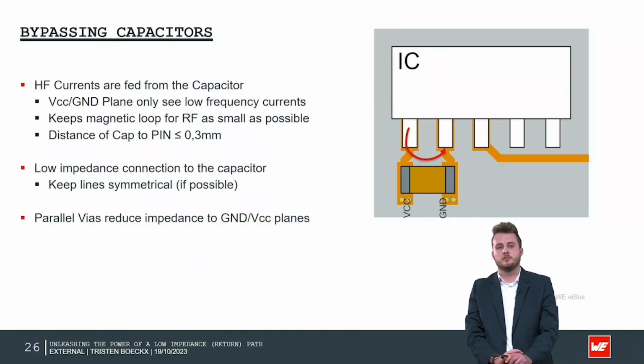A short summary: we can say that the high frequency currents are fed from the capacitor, and that both the ground plane and the power plane only see low frequency currents, because the high frequency currents are fed through the capacitor. It's important to keep the magnetic loop for RF as small as possible. Also, of course, it means that the distance needs to be as short as possible. Further, a low impedance connection to the capacitors with less inductance is interesting. And it's important to keep the line symmetrical if possible. An extra tip can be to place extra vias in parallel, so there is the least impedance showing up in this system.